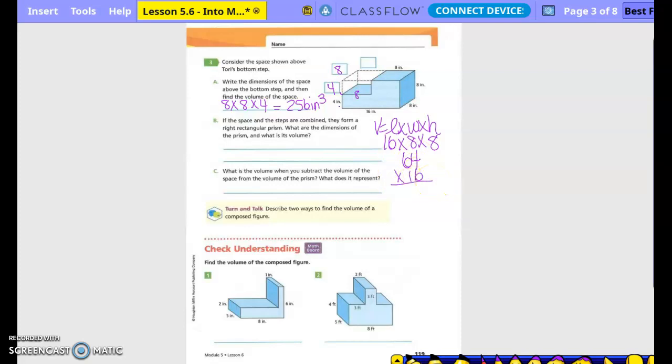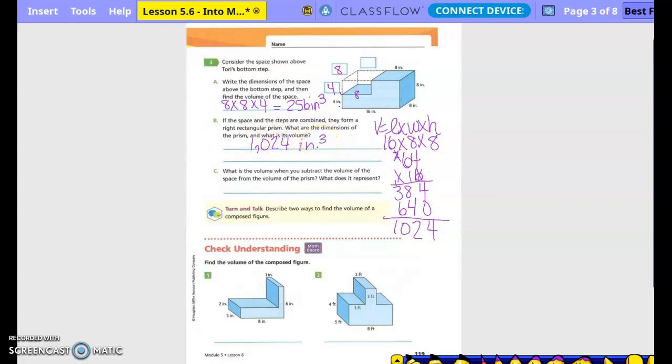6 times 4 is 24. Put the 4, carry the 2. 6 times 6 is 36, plus 2 is 38. Mark off the 2, mark off the 6, put a 0 because we're moving to the 10 spot. 1 times 4 is 4, 1 times 6 is 6, and so on. So 1,024 inches cubed.